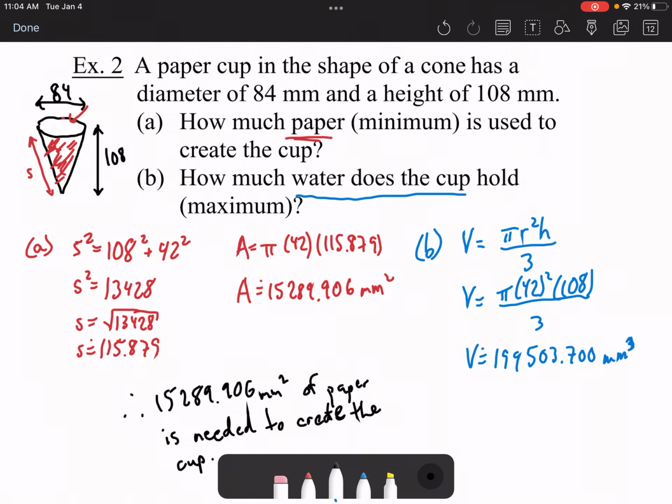So, a nice concluding statement. Therefore, 199,503.700 millimeters cubed of water can fit in the cup.